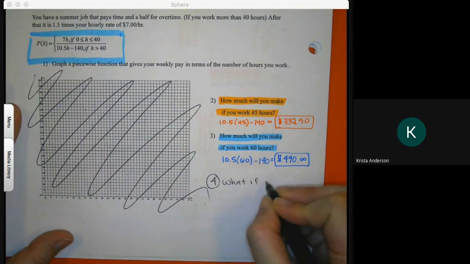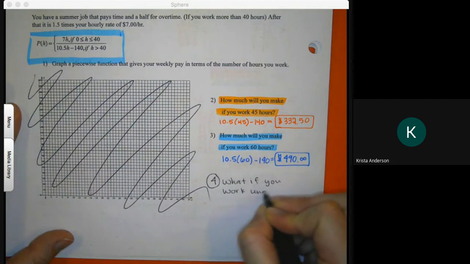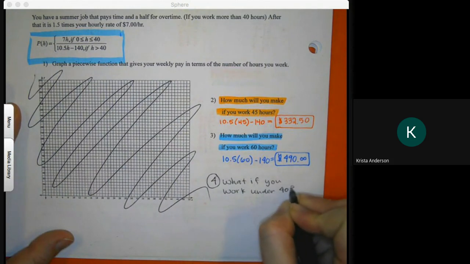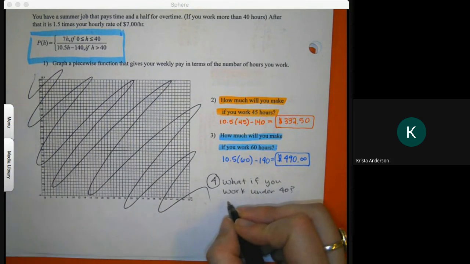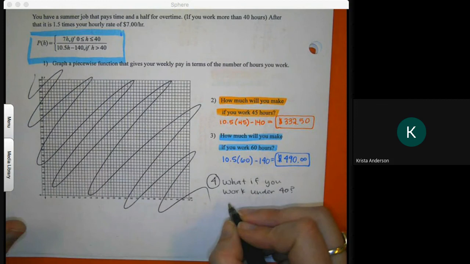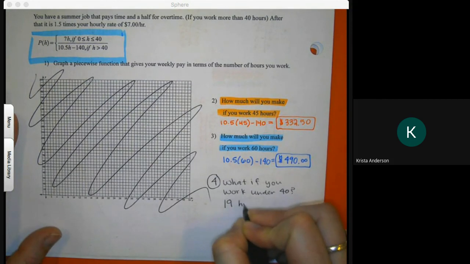What if you work under 40? So then let's say I work, how many hours would you work? Does anybody work in here? How many hours do you usually work? Like 8 hours a week? Anybody else about that? A week, just 1 week. Let's say 19 hours.